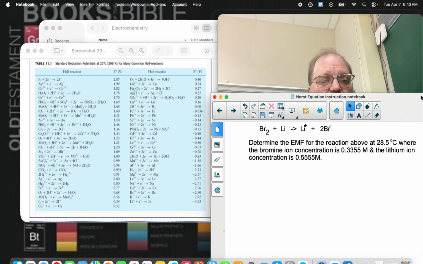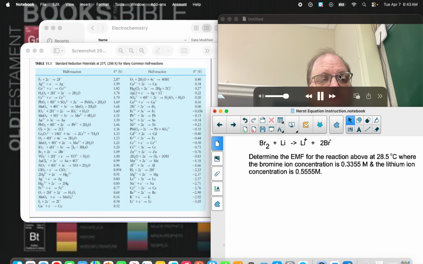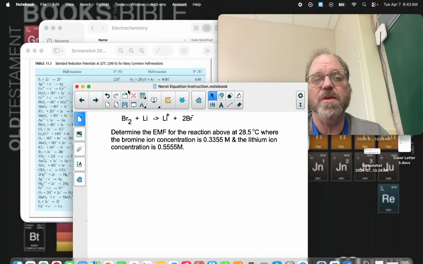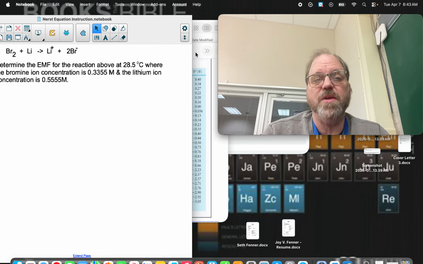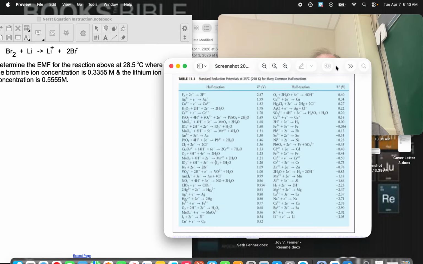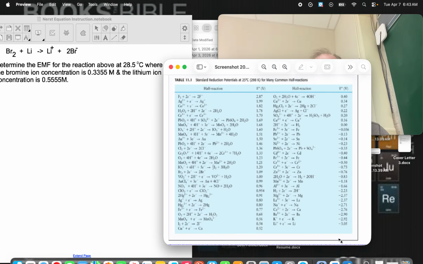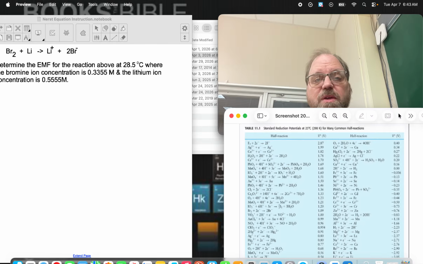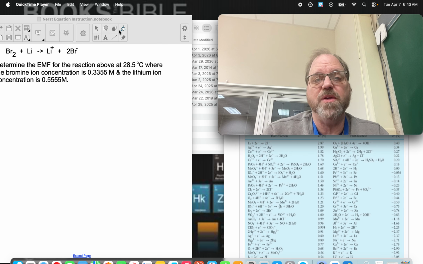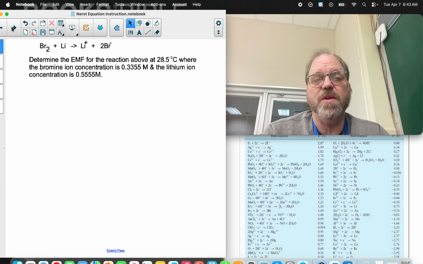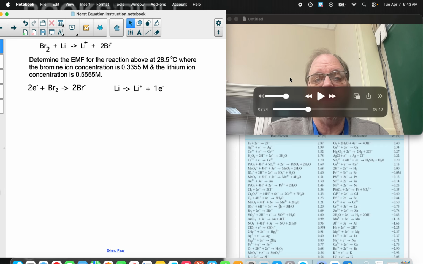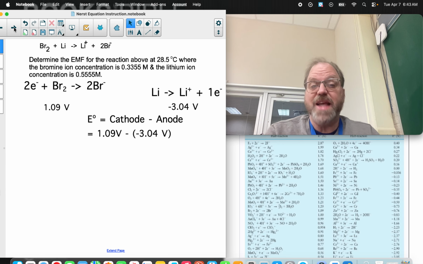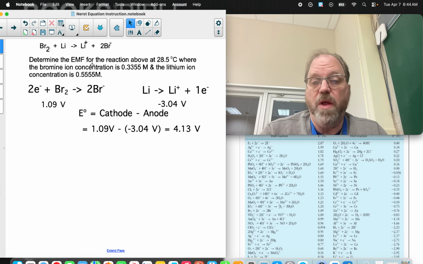So that means for our standard, cathode minus the anode, this has to be my cathode. Let me pause this a second and I'll get this set up correctly here. Bear with me as we have some minor technical difficulties. Okay, those are the two parts. That's my anode. Put our values in, and we get the EMF standard of 4.13 volts.